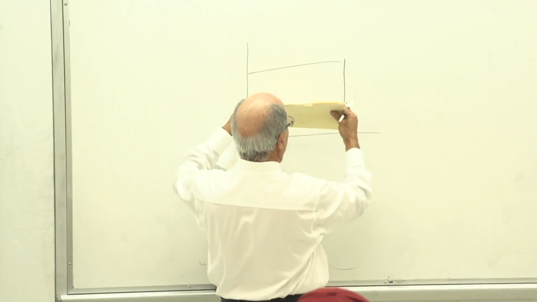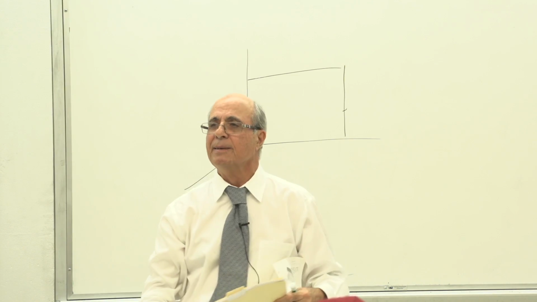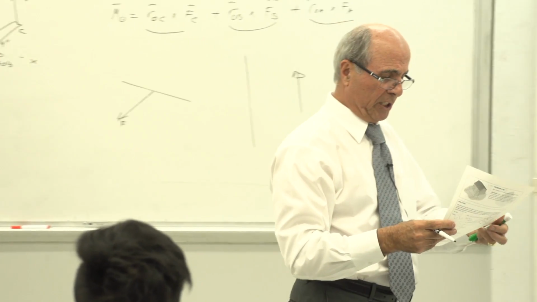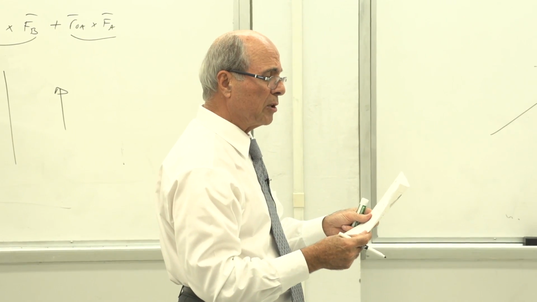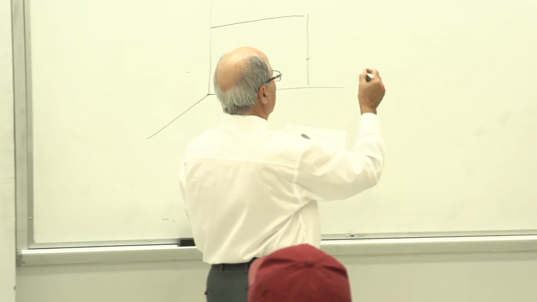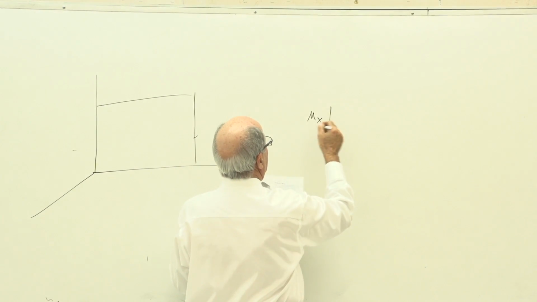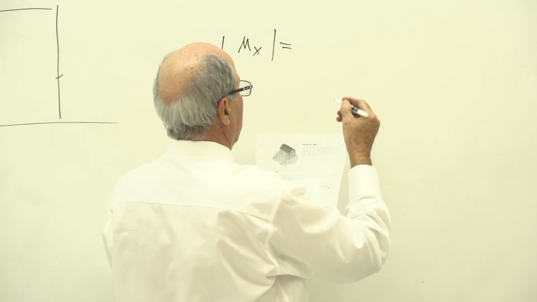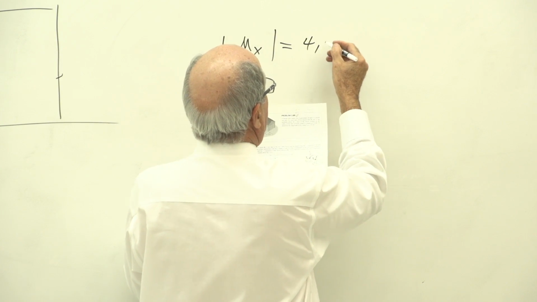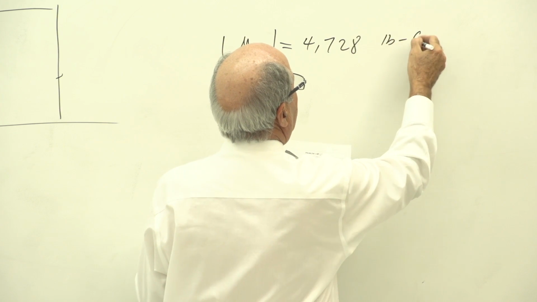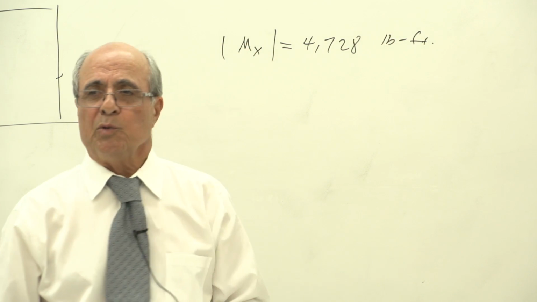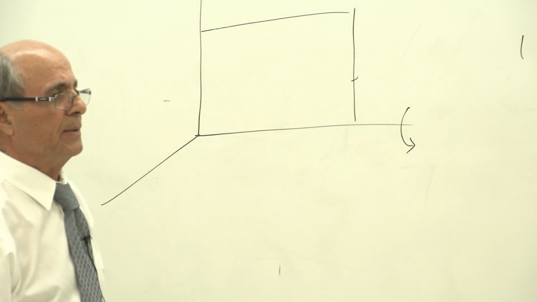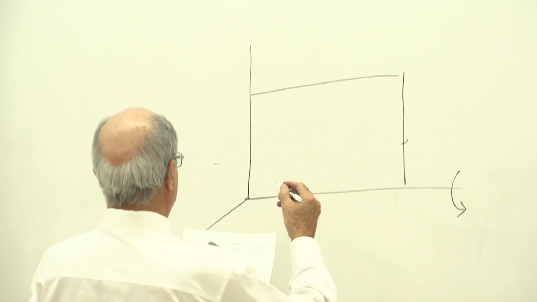In order to bring it forward, this is a rotation about the x-axis. Yes or no? They have given you that number. They said that we require the answer. What number did they give you? They said Mx is required. In order to tilt this wall forward, we need a moment of 4,728 pound-feet. Okay? So you have that much moment going this way about the x-axis. Yes or no?